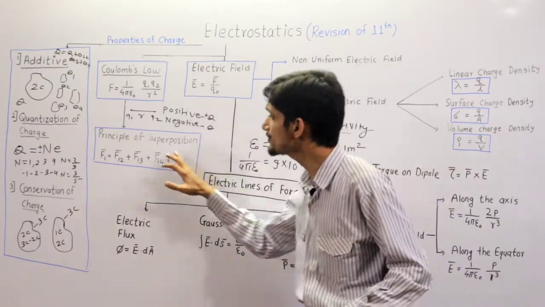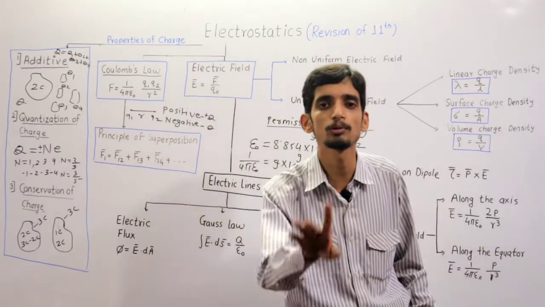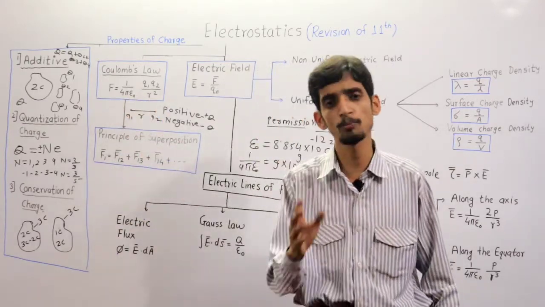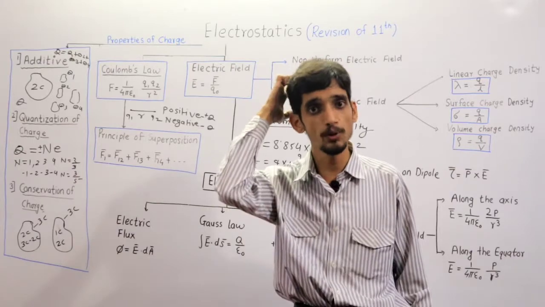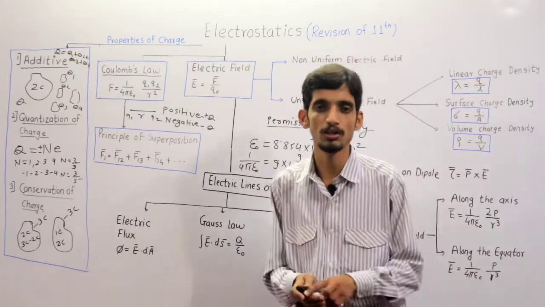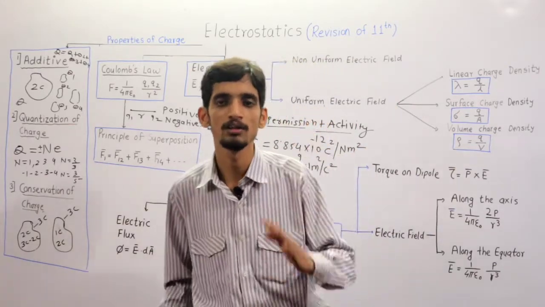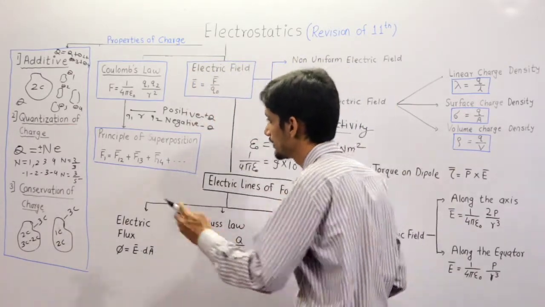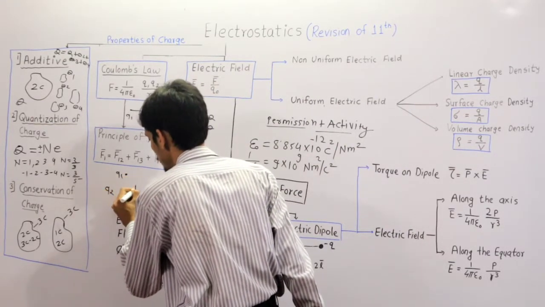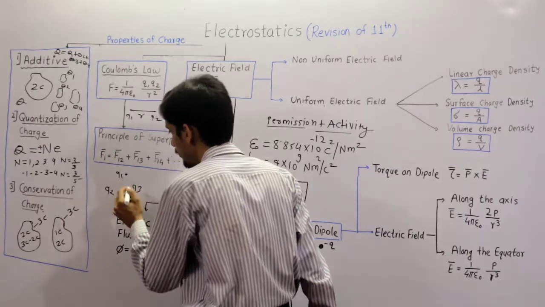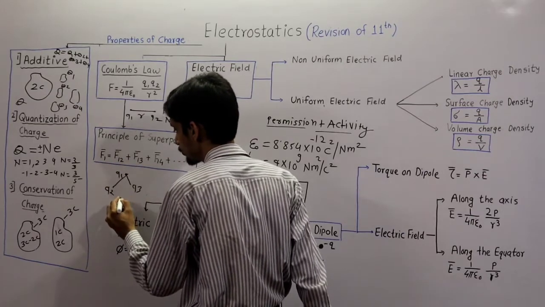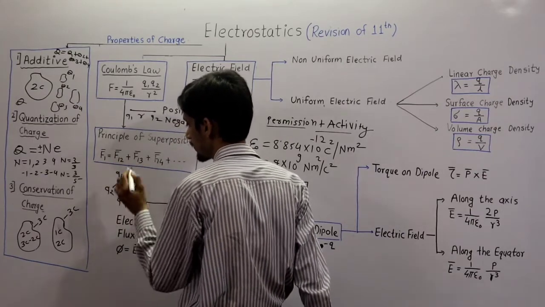Now, the principle of superposition. What is the principle of superposition? The formula we used is only for two charges. Suppose there are 4 charges, Q1, Q2, Q3, Q4, and I want to calculate the force acting on one charge, charge number 1. In that case, listen here. Suppose these are charges Q1, Q2, Q3 and Q4. I want to find the force on 1 due to 3, the force on 1 due to 2, and the force on 1 due to 4.